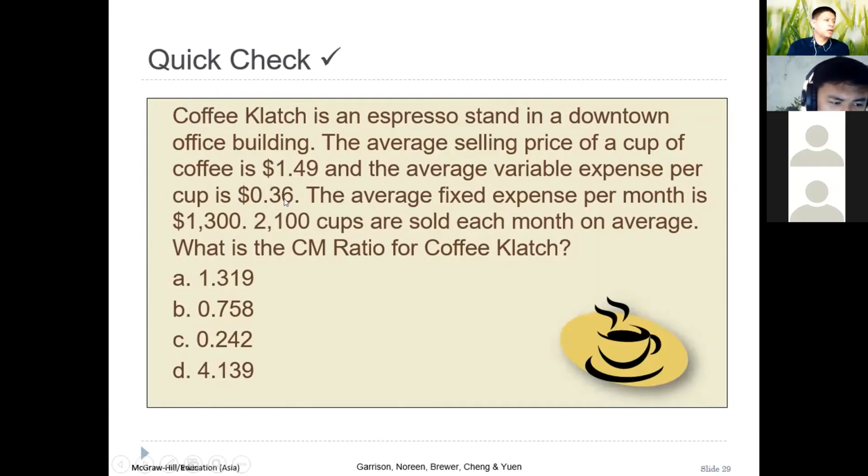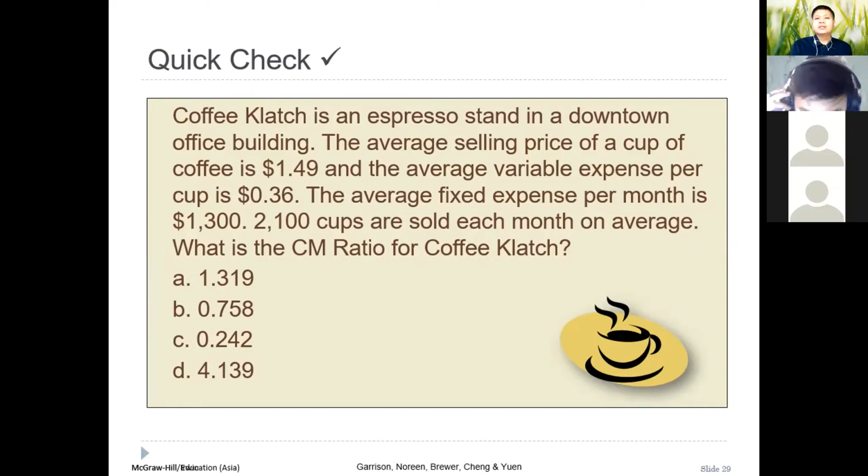So would you know magkano yung CMU natin? Is it 1.49 minus 0.36? What's the number? 1.49 minus 0.36. That's 1.13. Would you know ano yung CMR natin? 1.13 divided by 1.49. What's the CMR? 75.34%. 75 something.